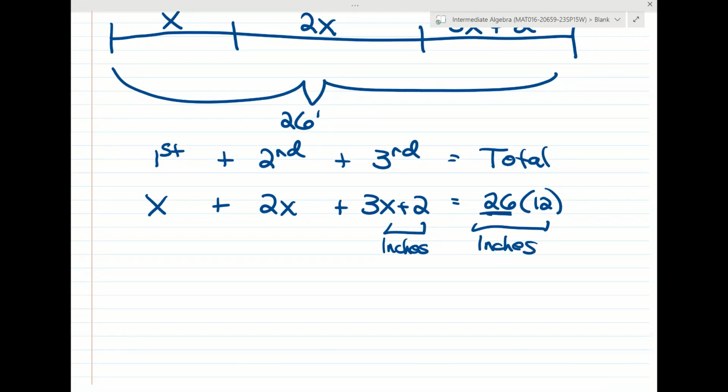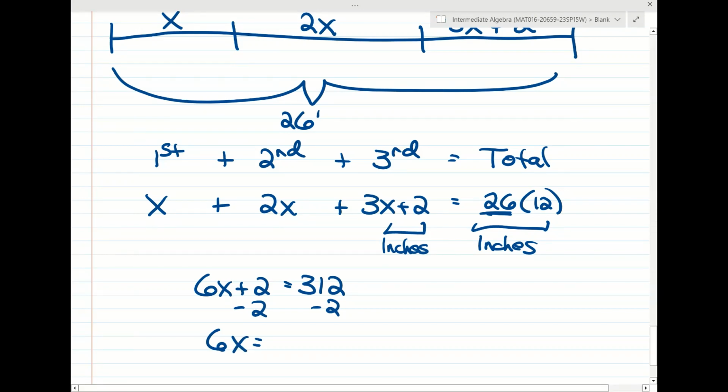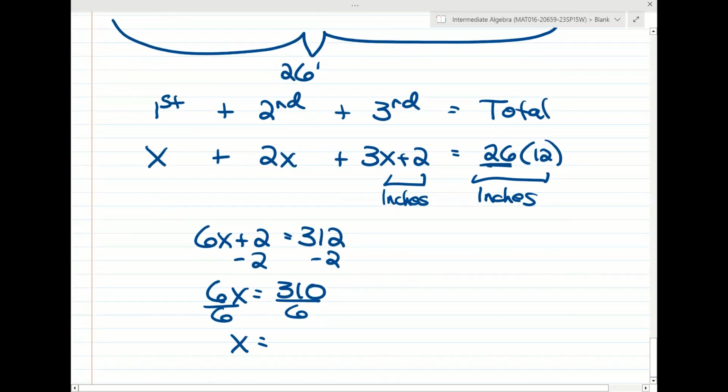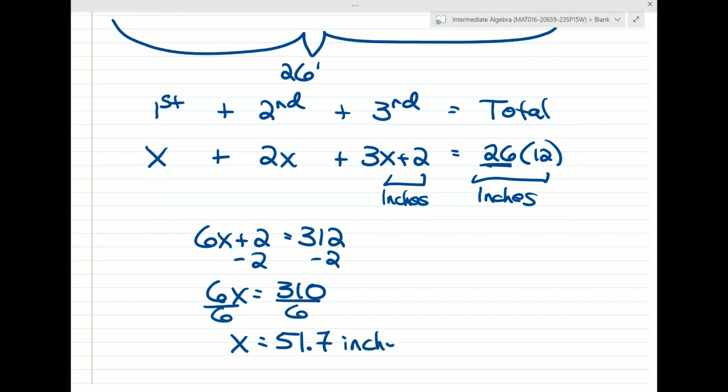All right, so let's clean this up. We have x plus 2x plus 3x is 6x plus 2 is equal to 26 times 12, which is 312. Subtracting 2. And then dividing by 6. 310 divided by 6 is 51.7 inches.